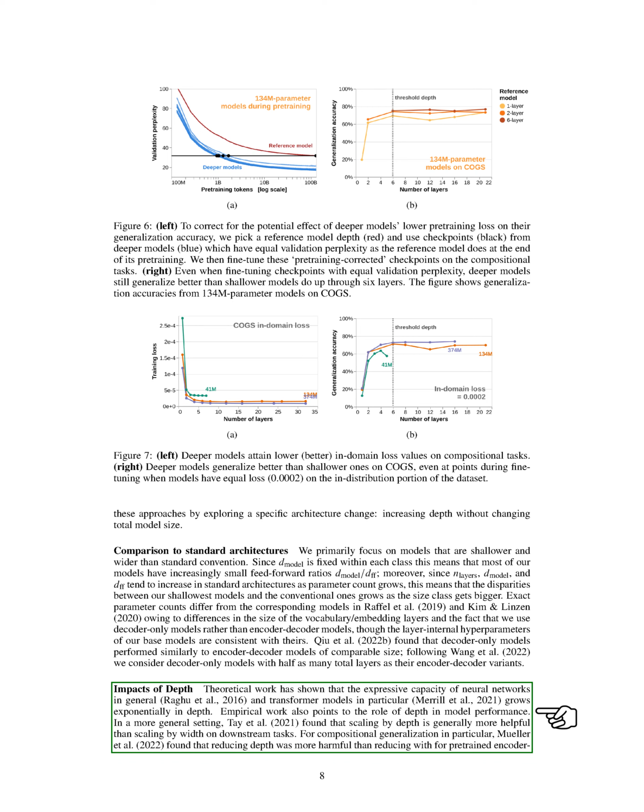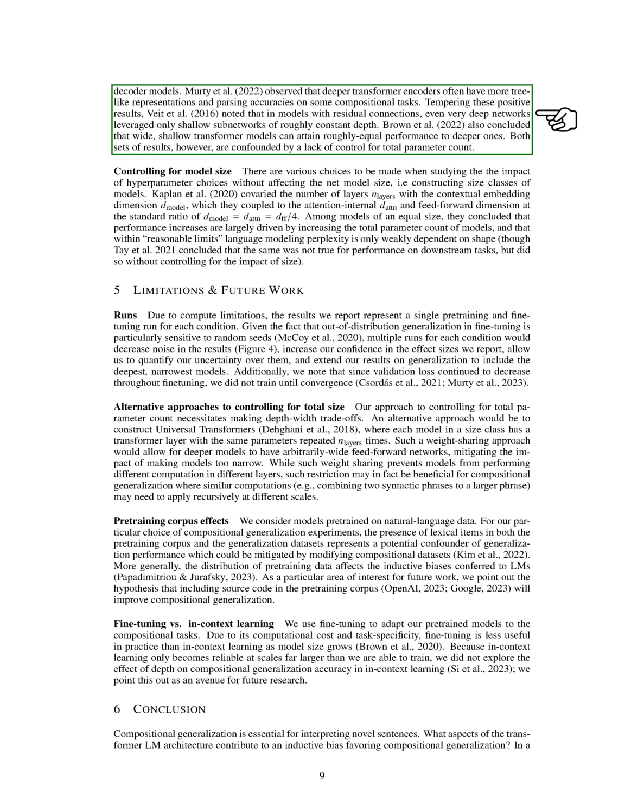The depth of a model has been shown to have a significant impact. Theoretical work has shown that the expressive capacity of neural networks, especially transformer models, grows exponentially with depth. Empirical work also suggests that depth plays a crucial role in model performance. For tasks that require compositional generalization, reducing depth was found to be more harmful than reducing width. However, it's also been noted that even very deep networks with residual connections often only use shallow subnetworks of roughly constant depth.